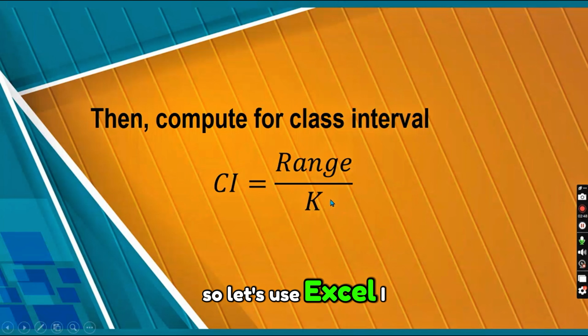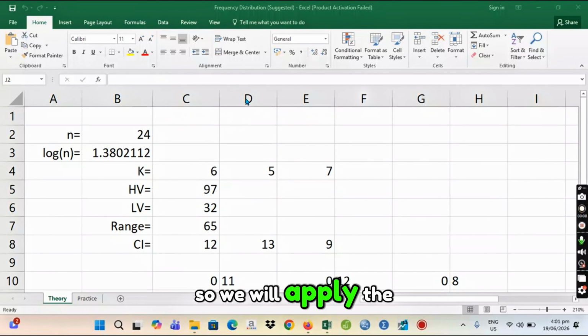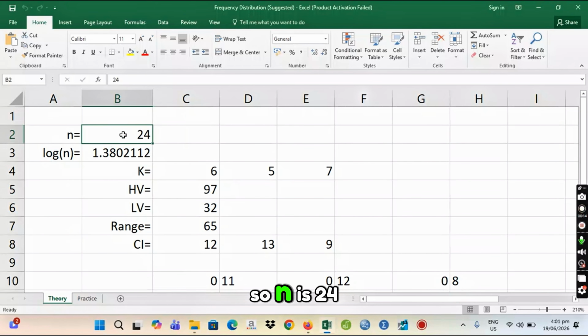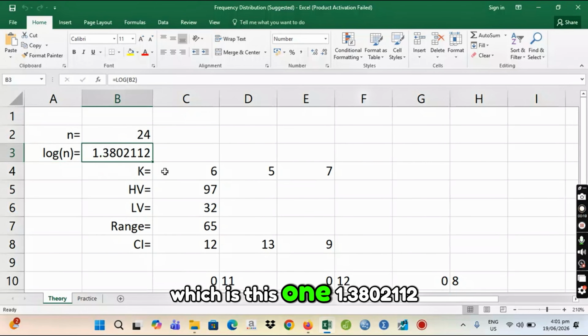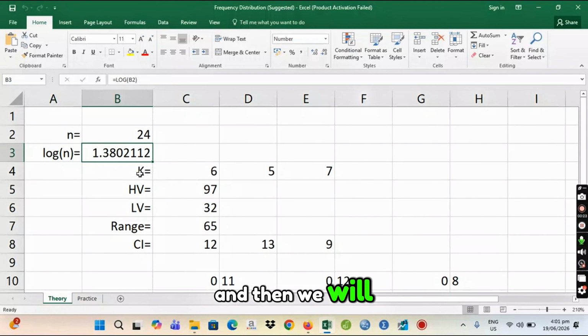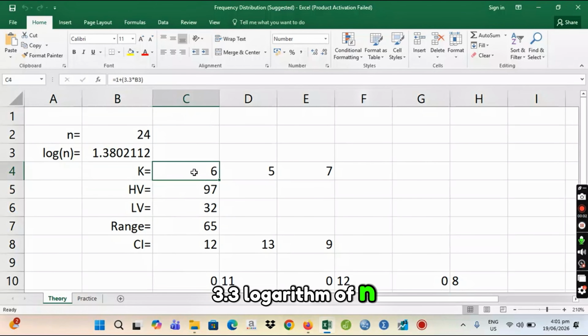So let's use Excel. I have here now Microsoft Excel. We will apply the Sturges' rule. We have here theory. For example, we have a given value, n is 24. We will compute the logarithm of 24, which is 1.3802112. And then we will compute the K, or the number of classes. So we have 1 plus 3.3 logarithm of n. The result is 6.